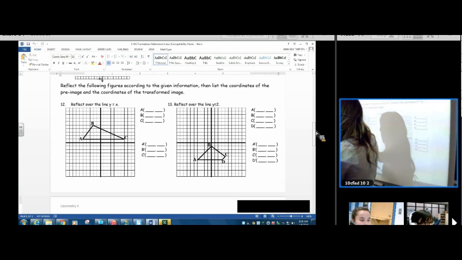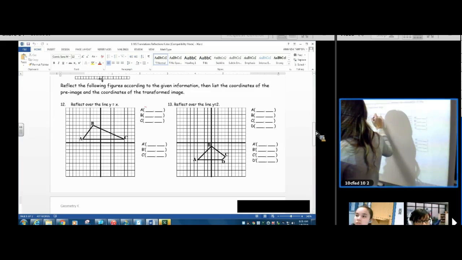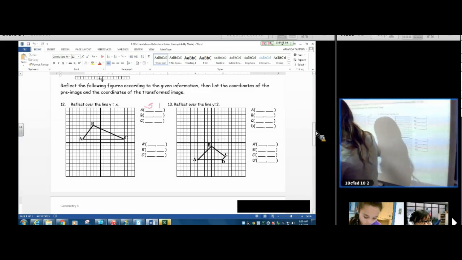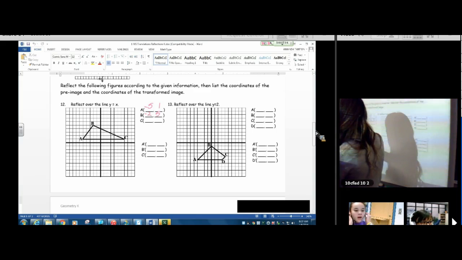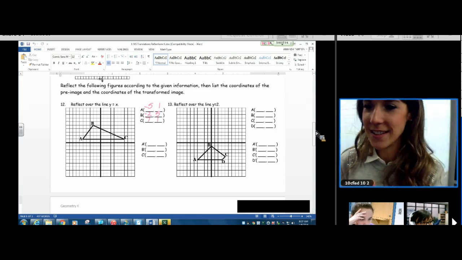1, 2, 3, 4, 5, 1. So negative 5, 1. 1, 2, 1, 2, 3, 4, 5. 1, 2, 3, 4, 5, 6, 7. 1. Did I count right? Did I get the coordinates right?